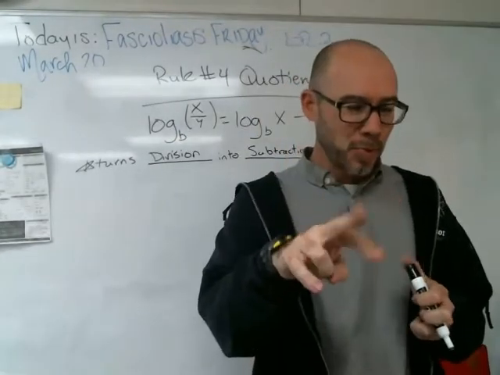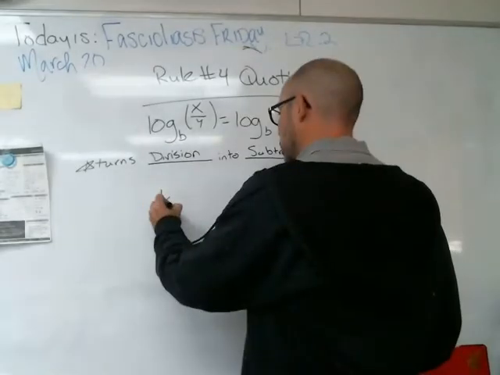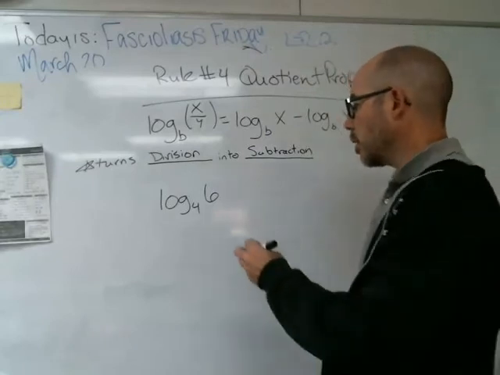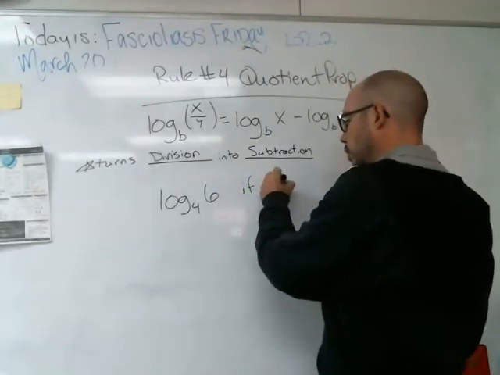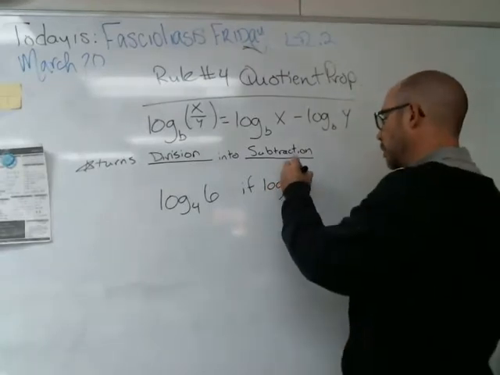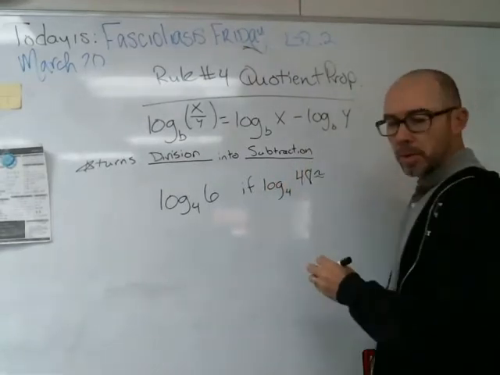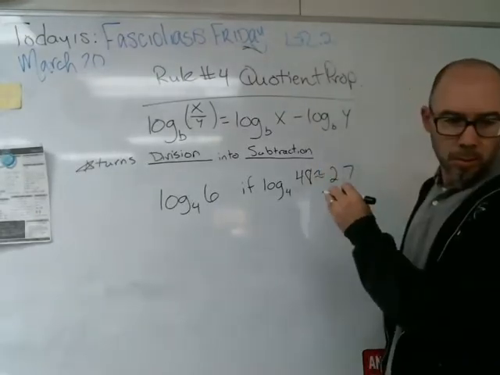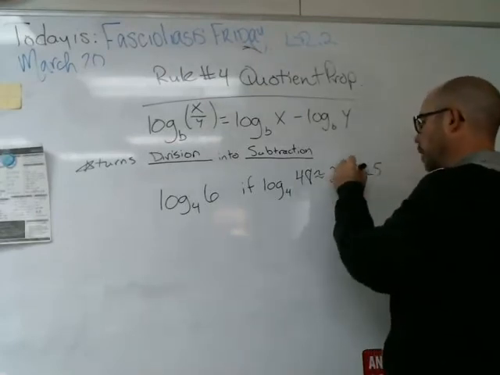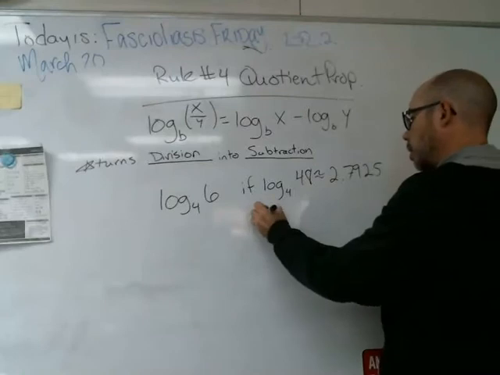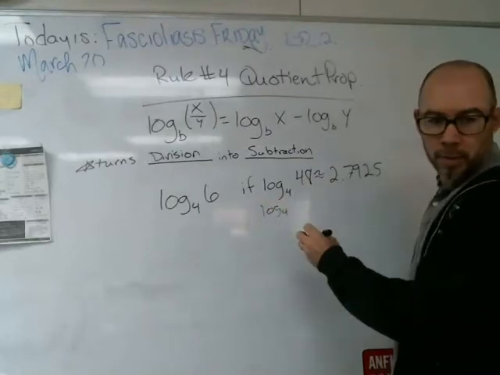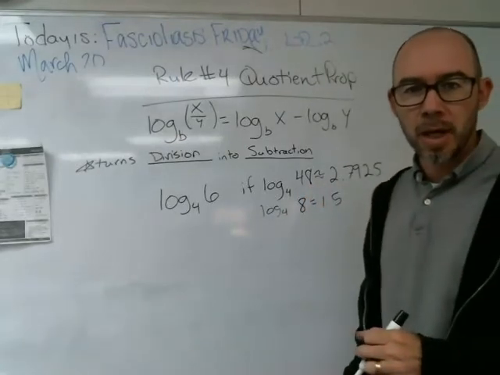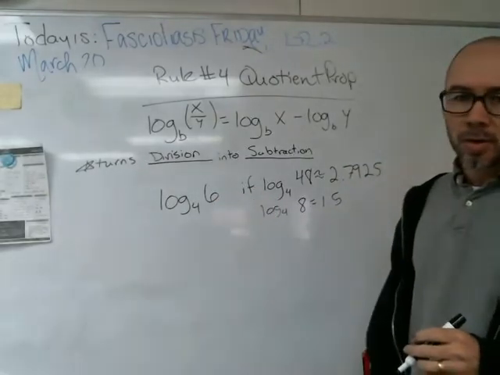Okay, how about a couple more examples with this rule? Log base 4 of 6. Now, in this problem, they give you a bit of information that you might be able to use: 2.7925-ish, and log base 4 of 8 equals 1.5 exactly. So you think how 48 and 8 are going to jive together to make 6?